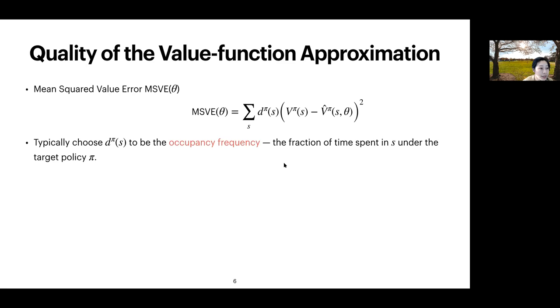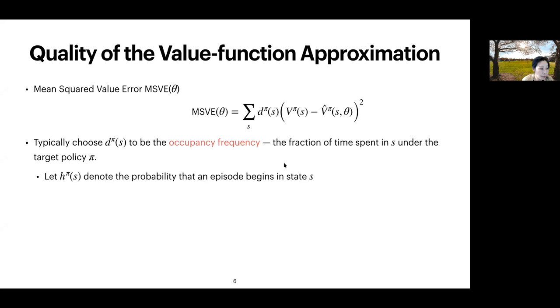Now the natural question you wanted to ask me is, how do I get d pi of s? A spoiler alert, in practice, we usually don't need to evaluate d pi of s explicitly, but nonetheless, I still wanted to provide a method to understand the evaluation of d pi of s, based on the Bellman equation. So here, I wanted to first introduce a notation.